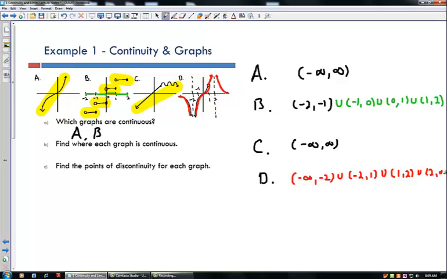So that's where the graphs are continuous. Find the points of discontinuity in each graph. So for graph A, right, there are no points of discontinuity.